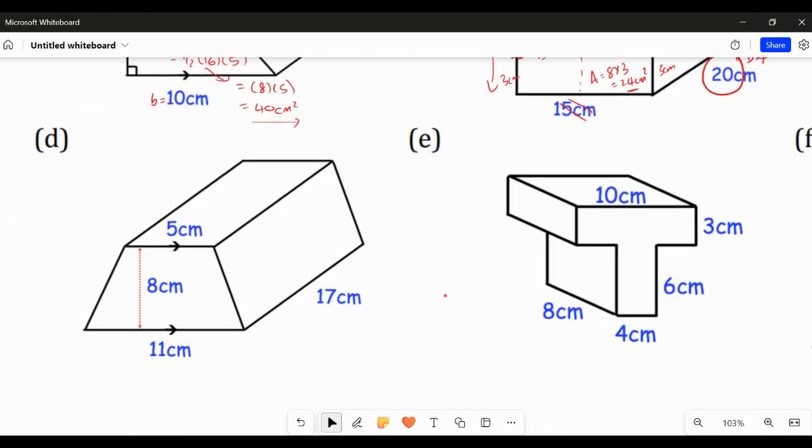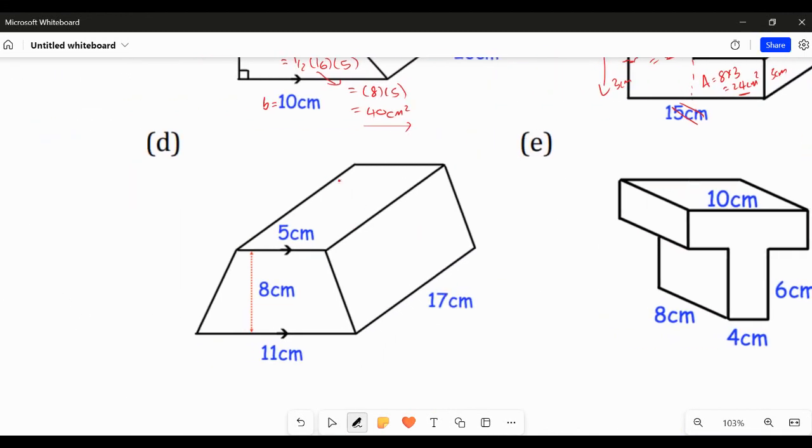All right, next one. We're looking at a trapezoid. So the first thing we're going to do is calculate the area of the front of this. Now that's given as half times a plus b. Parallel lines are 5 and 11, so we're going to go 5 plus 11 times 8 after that. Now, 5 plus 11 is 16. 16 divided by 2 is 8, times 8 is 64 centimeters squared.